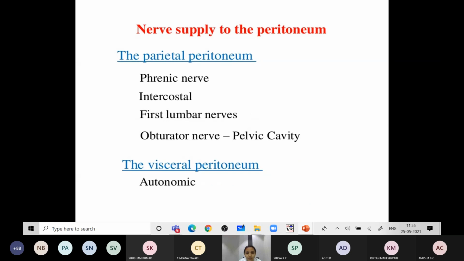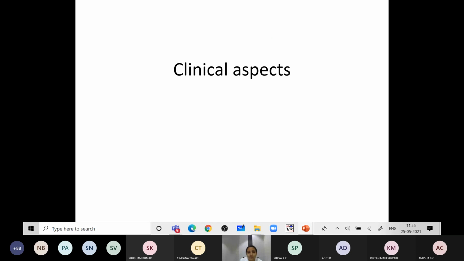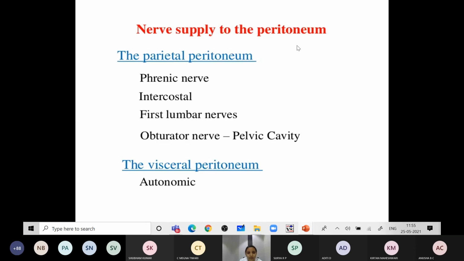Nerve supply of the peritoneum. The parietal peritoneum is supplied by the phrenic nerve, as it is covering the diaphragm, and by intercostal nerves, first lumbar nerves, and in the pelvic cavity, by the obturator nerve. Visceral peritoneum is supplied by autonomic nerves, sympathetic and parasympathetic. So the parietal peritoneum is sensitive to pain, temperature, and pressure sensation. Whereas in the visceral peritoneum, because of stretching of the organs, the person may feel little pain.